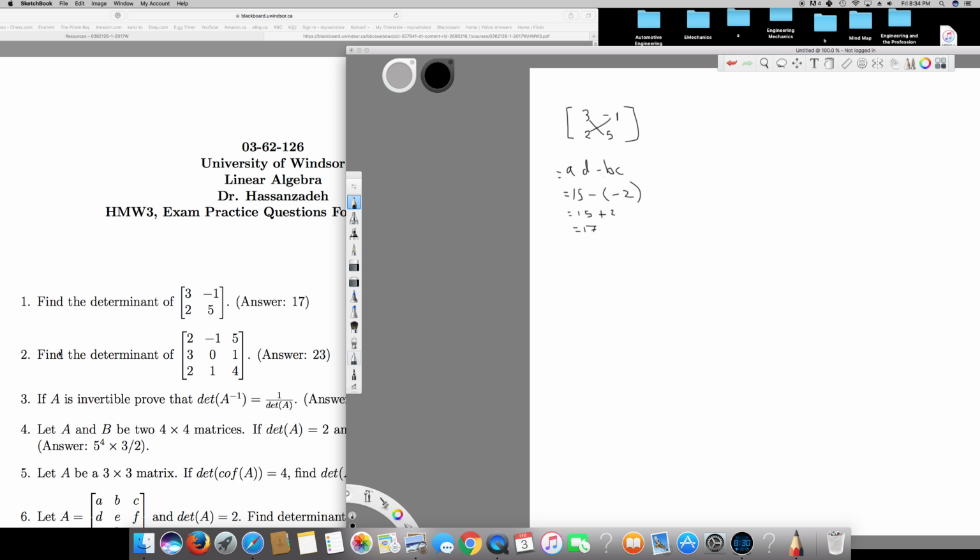And the next one is also the same thing, but it's asking about 3 by 3 matrices. So the rows are 2, minus 1, 5, and 3, 0, 1, and 2, 1, 4. So this is a 3 by 3 matrix. In this case, we have to use a different approach. In this case, I'm going to put the signs plus, minus, plus.